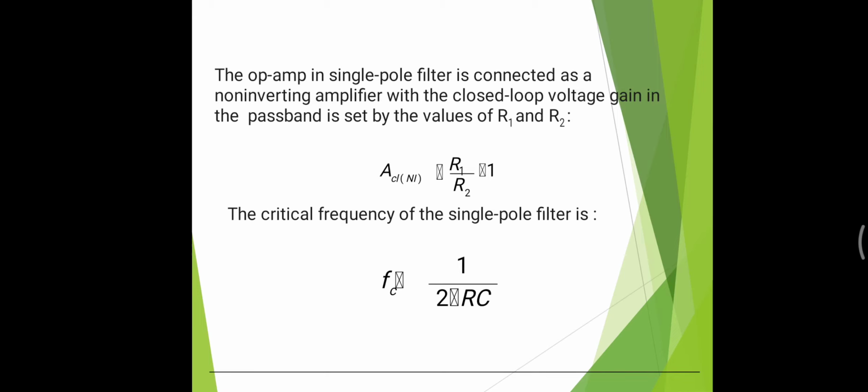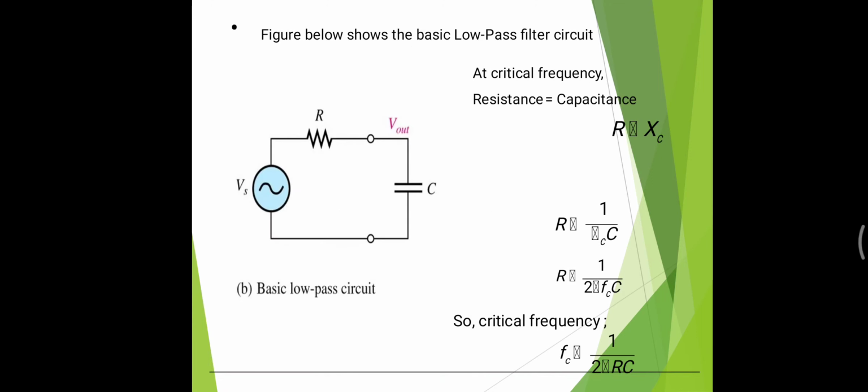First of all, I can read it, and it gives the critical frequency of the single pole filter as f equal to 1 divided by 2 pi RC. We can note this. And then if you see the basic low pass filter circuit, at critical frequency resistance will become equal to capacitive reactance. That means R equal to XC.